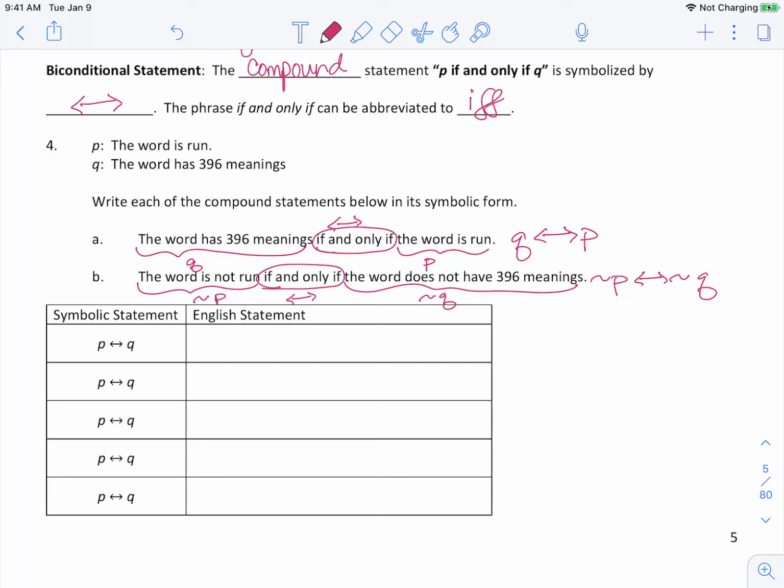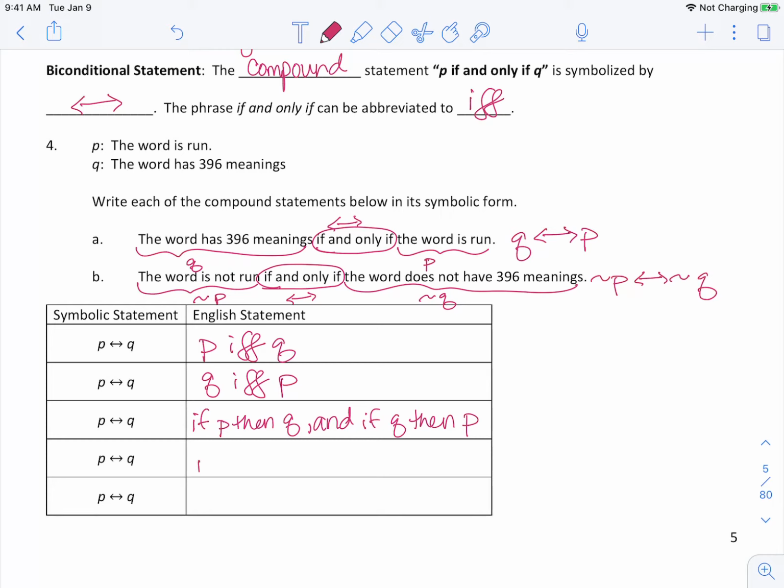There's several ways we can say this in English. So we could say P if and only if Q. You could say Q if and only if P. You could say if P, then Q, and if Q, then P. Because basically what the biconditional means is that this statement is true in both directions. Okay, so that's why it's both of those conditionals.